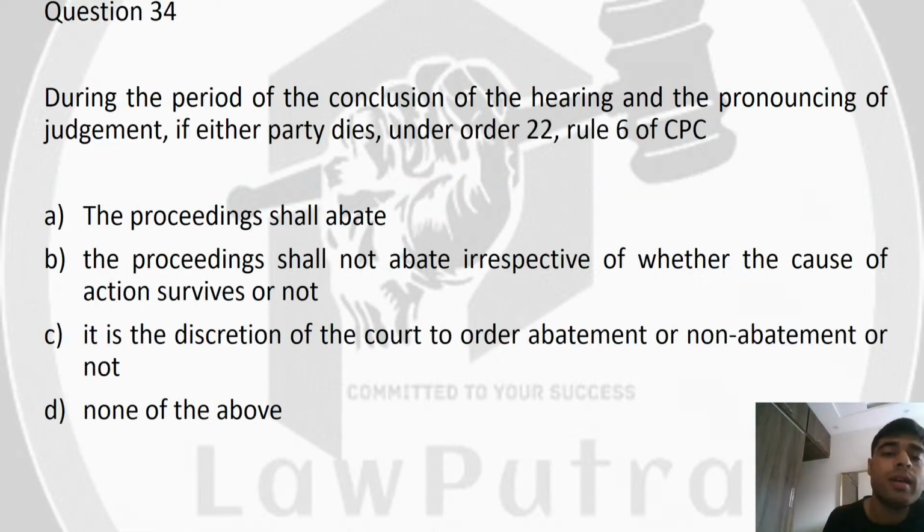Next question. During the period of conclusion of hearing and pronouncing of judgment, if either party dies under Order 22 Rule 6, then the proceeding shall abate. The proceedings shall not abate irrespective of whether the cause of action survives or not. It is in the discretion of the court to order abatement or non-abatement, none of the above. Again, we have just done this, and it has been given in a slightly indirect way, to make it a little confusing. So conclusion of hearing and pronouncing of judgment, if a party dies.